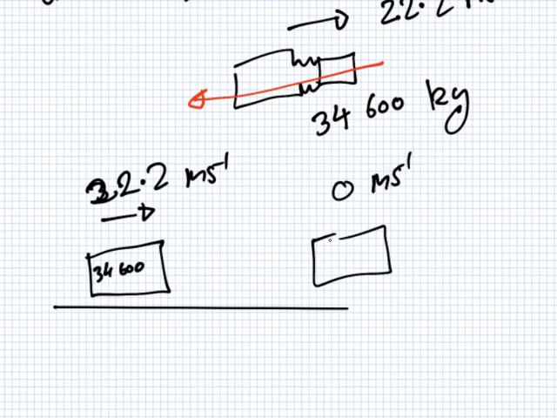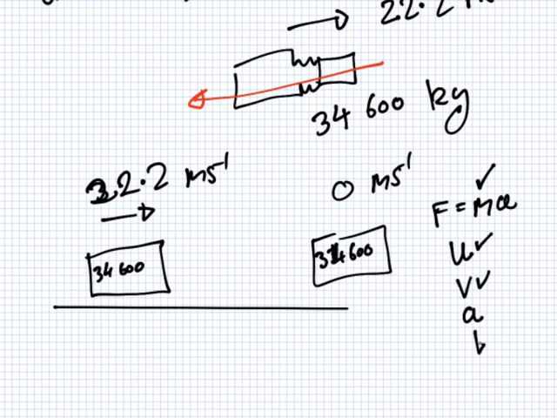Yeah. Now it doesn't seem like we have a lot of information, does it? If we want to know the force, we need to know M and A. Do we know M? Yeah. Do we know A? No. Could we know A? Let's see. Do we know U? Yes. Do we know V? Yes. Do we know A? No, that's what we want. Do we know T? No. Do we know S? No, we don't know S. So can we know A? No, we cannot.